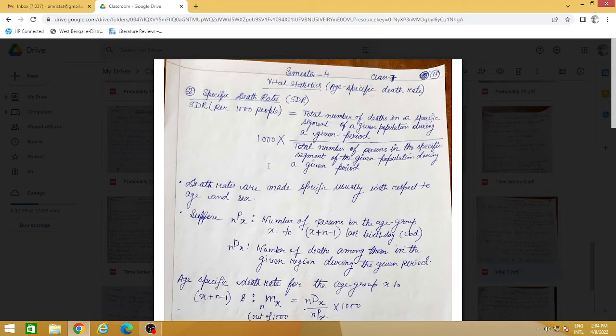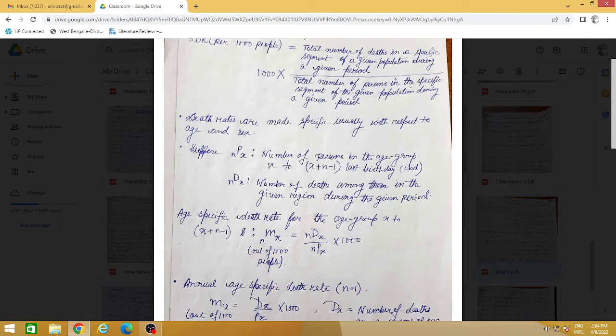And what will be the denominator? The total number of persons in the specific segment of the given population during a given period, right? So in the numerator we have the deaths and in the denominator we have the total number of persons who may be affected by that cause of death. Now these death rates can be made specific usually with respect to age and with respect to gender or sex.